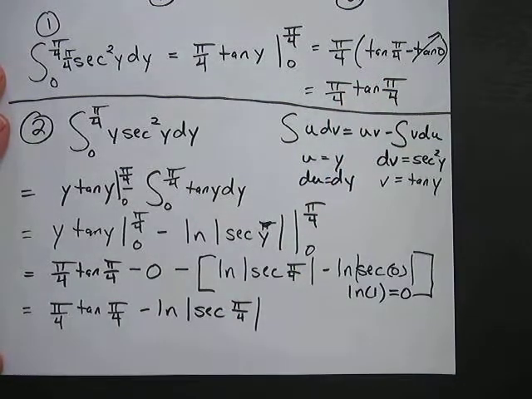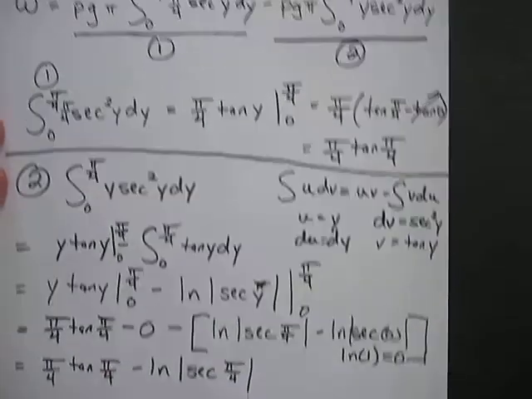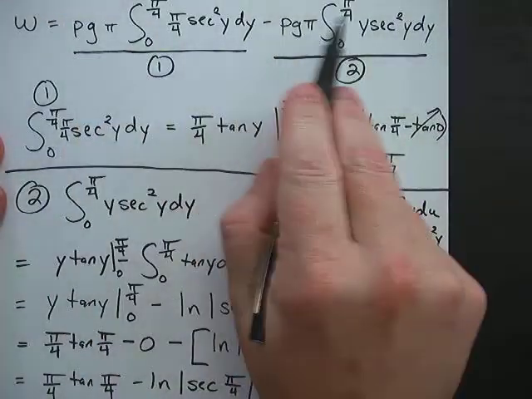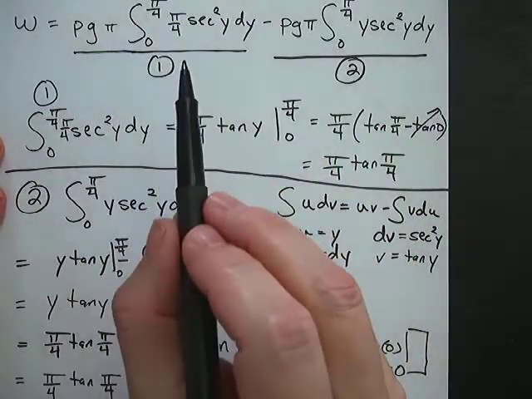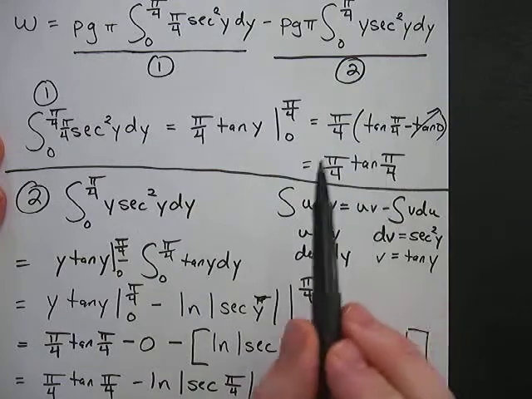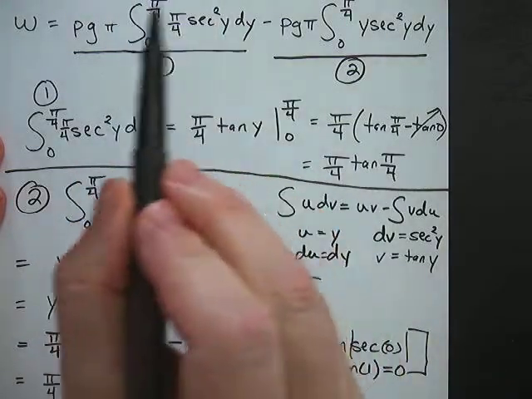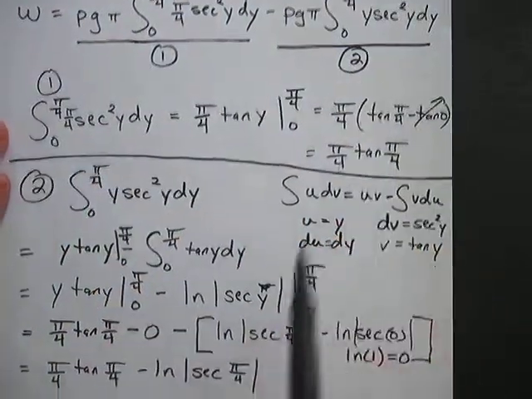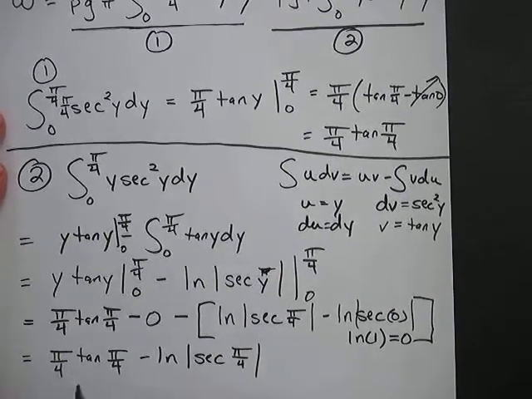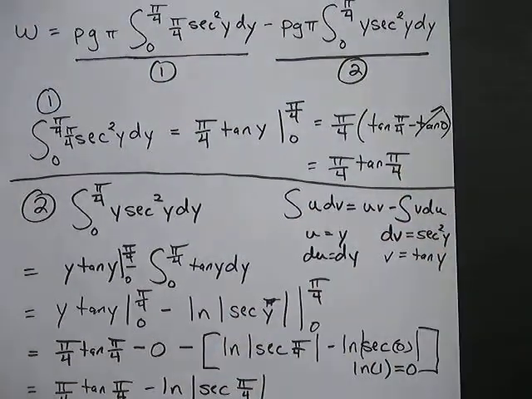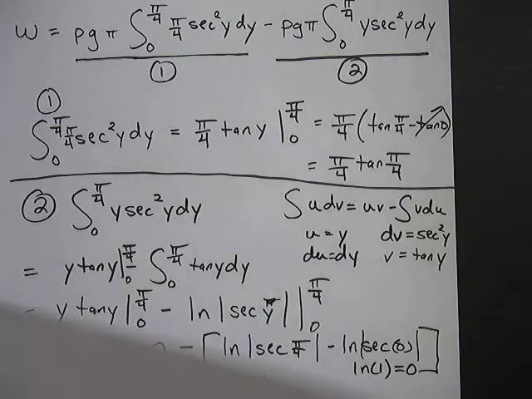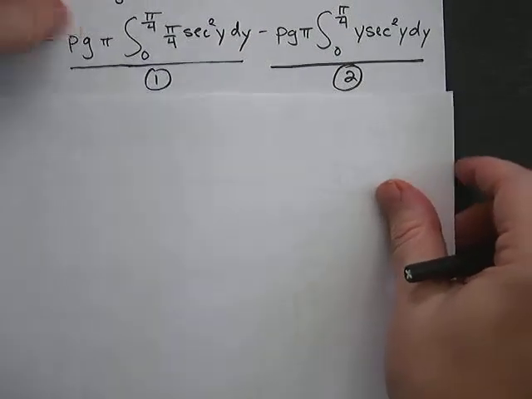Here's integral number 1 up here. And remember, this was what we were originally looking at. And we're going to plug our answers in. For integral 1, we're going to plug in a pi over 4 tangent pi over 4 right here. And then for integral number 2, we're going to plug in this pi over 4 tangent pi over 4 minus ln absolute value secant of pi over 4 in right here. Okay, so let me get another piece of paper. So let's just write it here.